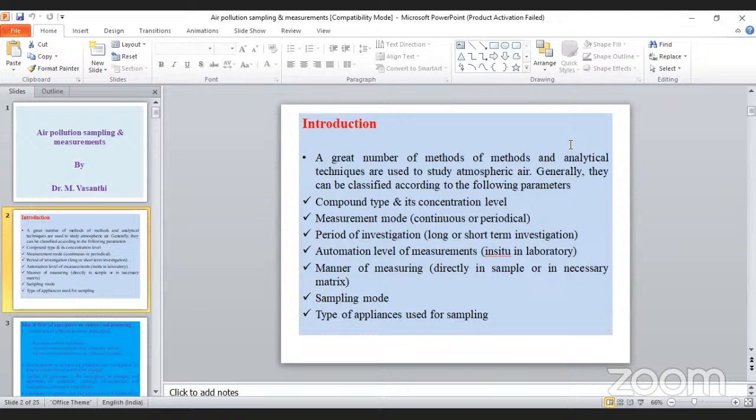These are all the factors to be considered to find out and select the method or technique used to do the sampling or analysis of air pollutants.